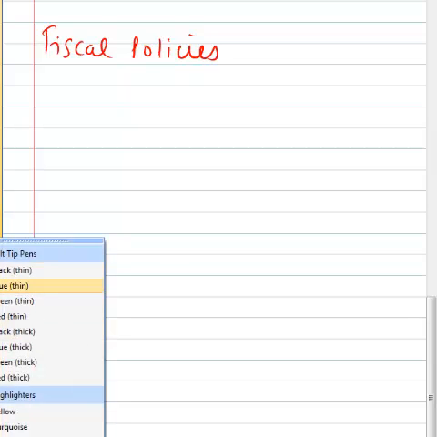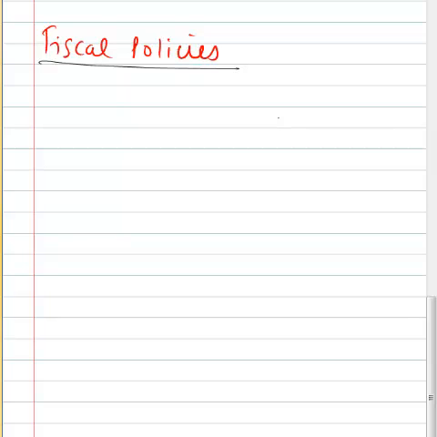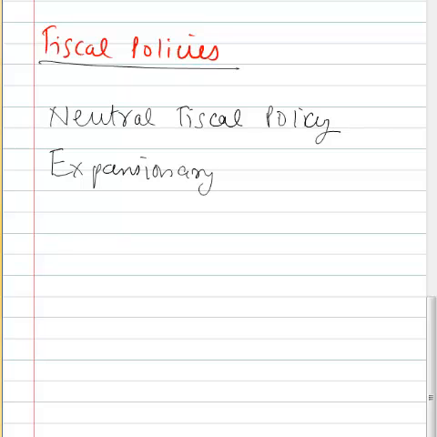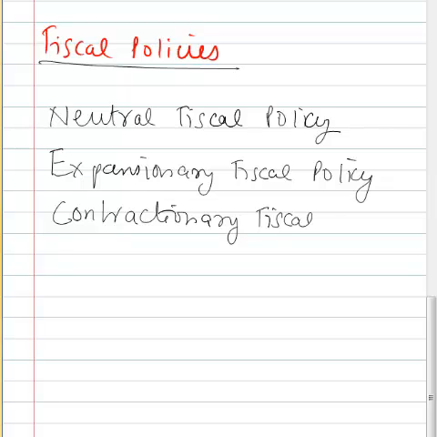Let me change the color of my highlighter. I think black will be fine, right? So based on these things, there are three types of fiscal policies any government can adopt. One is the neutral fiscal policy. Second is the expansionary fiscal policy. And the third one is the contractionary fiscal policy. Right.